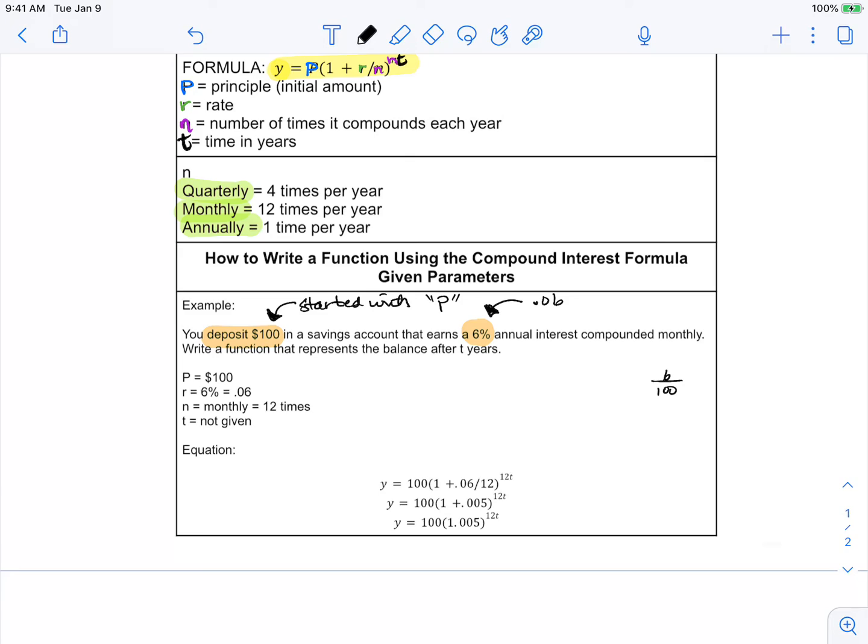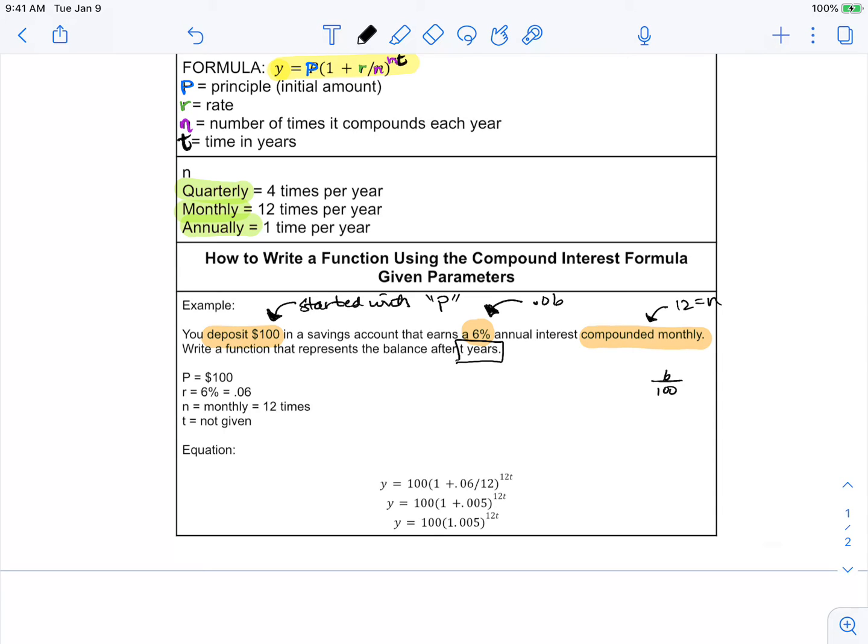And my annual interest rate is compounded monthly, so I'm going to say this is compounded monthly, which means that I have a 12 for this, so 12 times per year, that's my N. So this equals my N. And then I want to write it in terms of T years. So it doesn't tell me how many years, it just says T years.